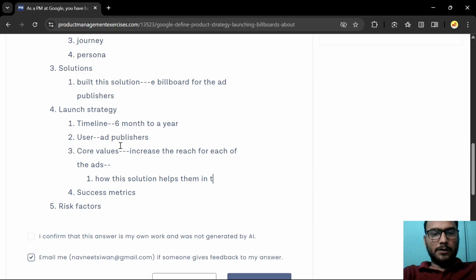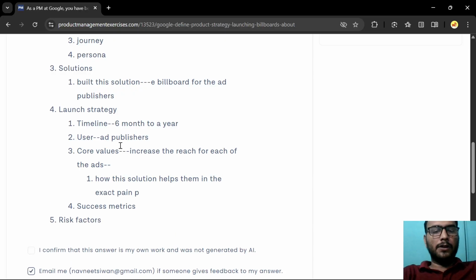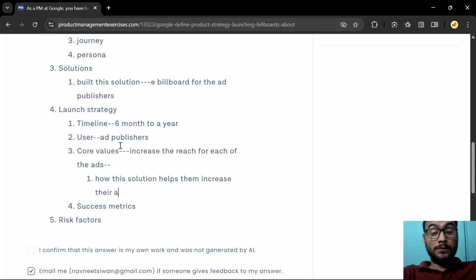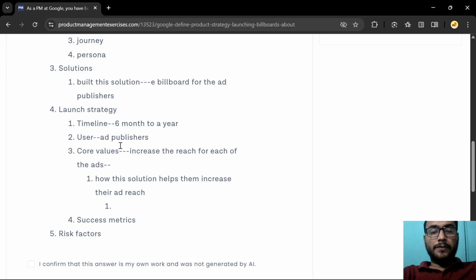It helps them in the exact pain point they have. Let me know how this helps them. Since this billboard is at the center of the attention, at the center of the action for a particular page, a particular journey, or a particular action the user is going to take in a particular situation, it becomes nearly impossible for users to avoid that part of the ad, and reach is obviously going to be very high. So this is the core logic of how this billboard is going to increase reach.